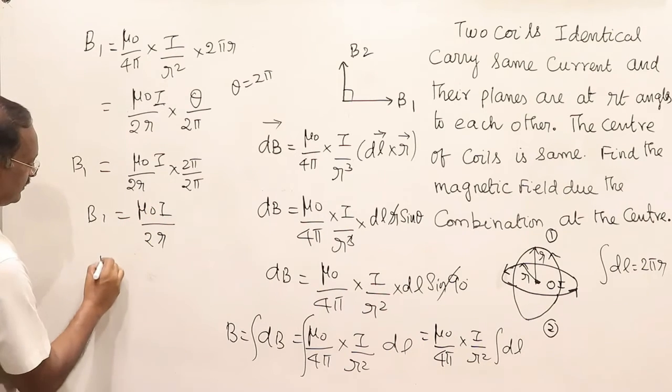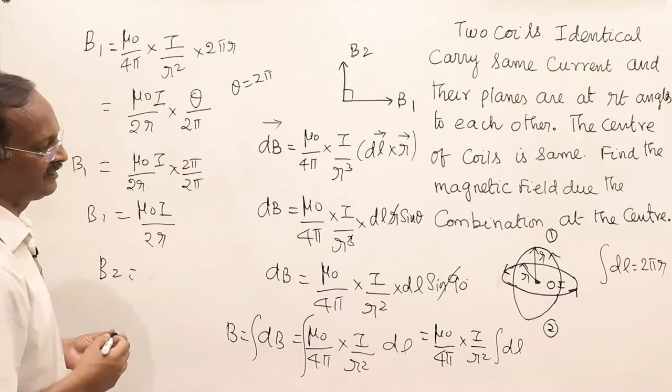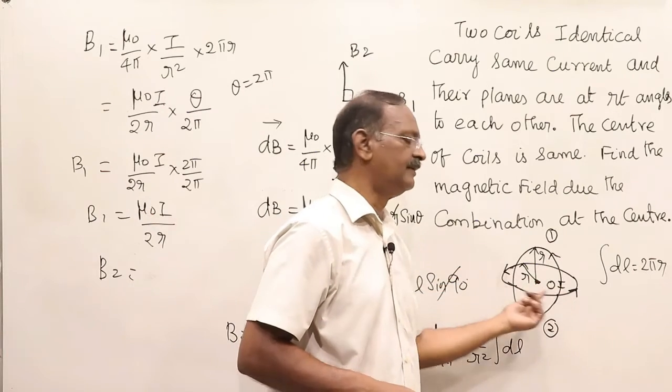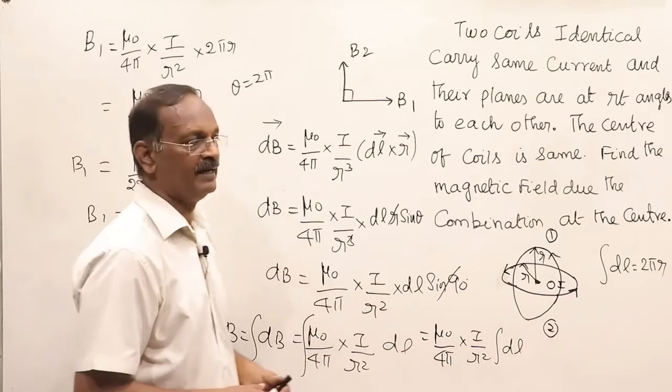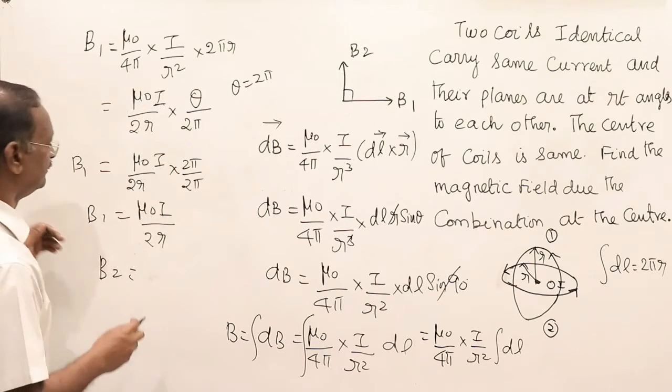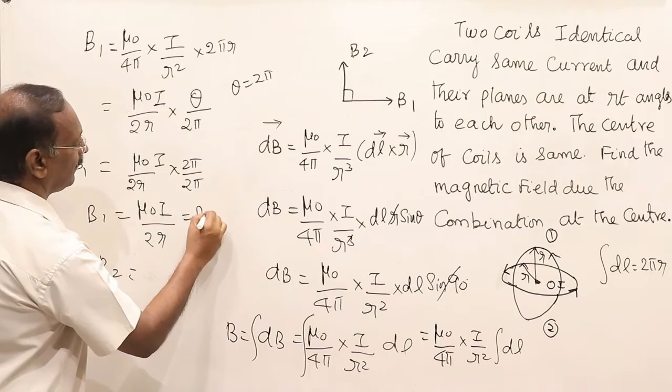In the same way, the magnitude of B2 will also be the same, because both are identical circles. Only the direction is different for each circle, but the magnitude for identical circles is the same, so B2 is equal to B1.